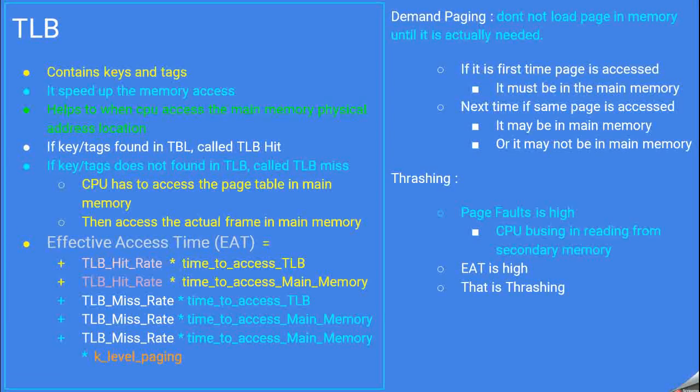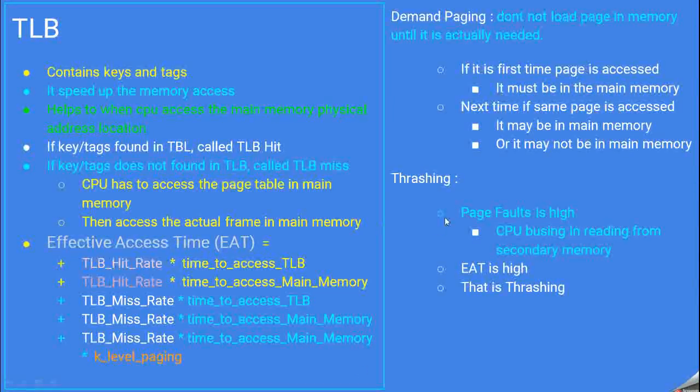Demand paging is telling us not to load anything into memory if it is not actually needed. If it is the first time some page is being accessed, we have to load it. If it is the first time, it must not be there in the main memory. If it is the first time access, we have to access it from the secondary memory and load it into the main memory.